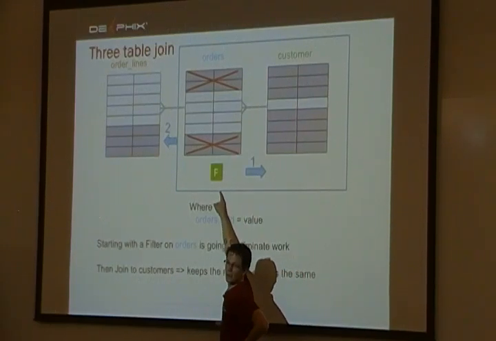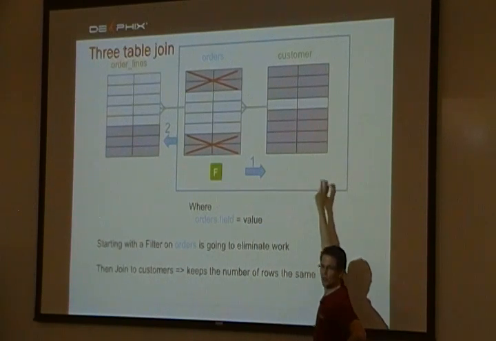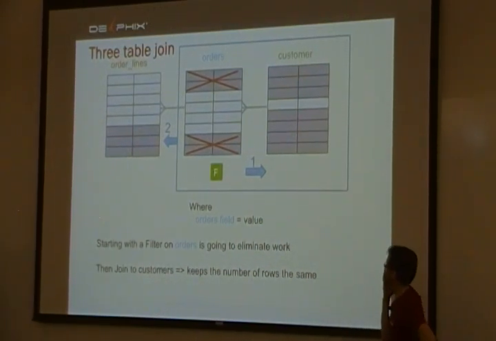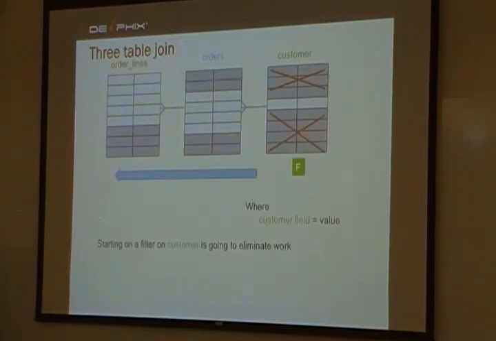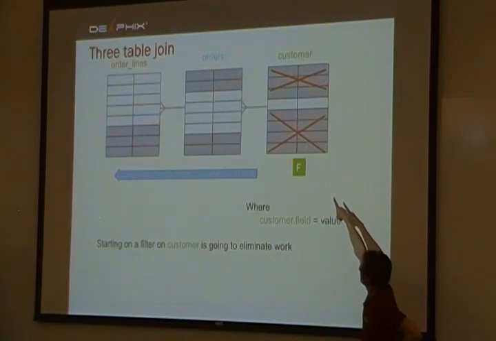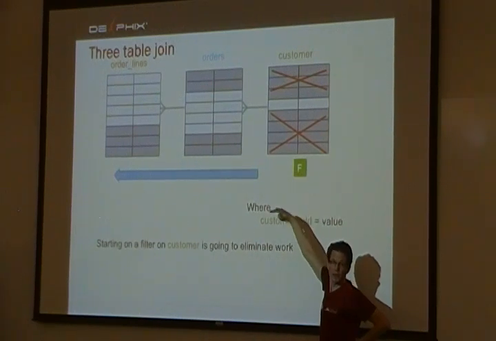If I join down, I'm going to increase the number of rows probably, and then I'll have a bigger set to join back into the first table. And then if I have a filter on the top table, I have no choice. I start with filters. There's only one filter. I can only go one direction.